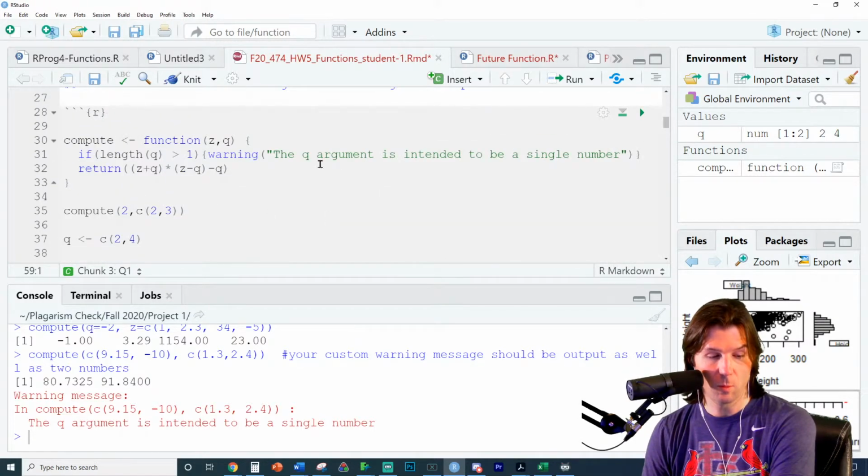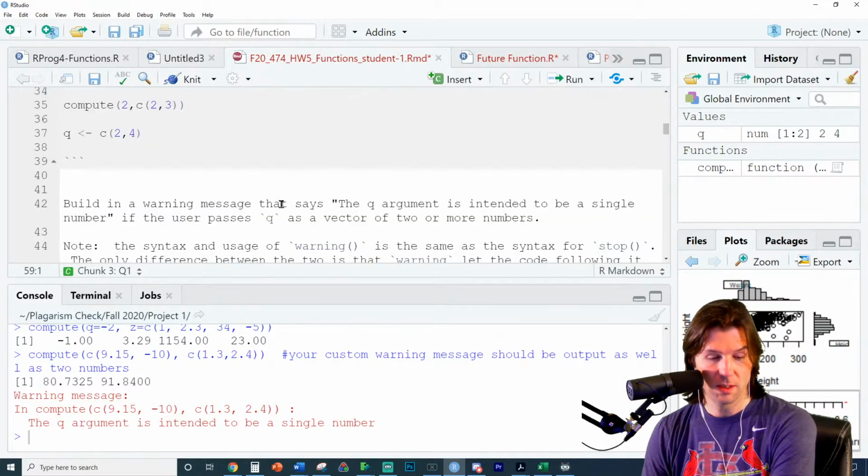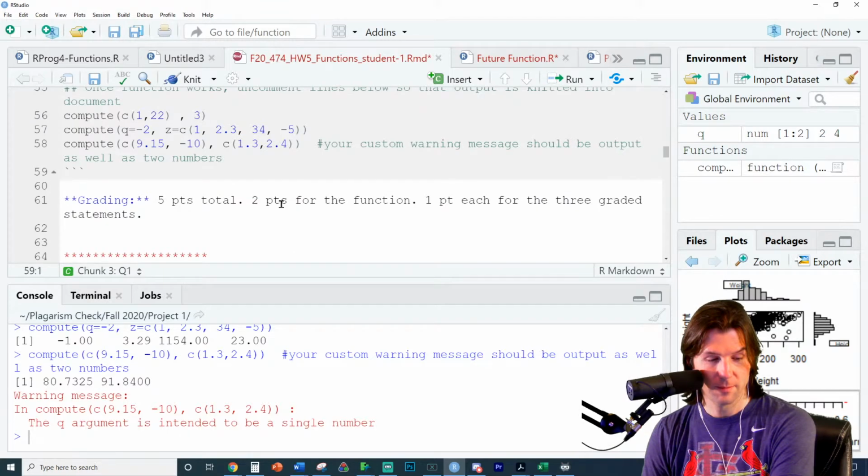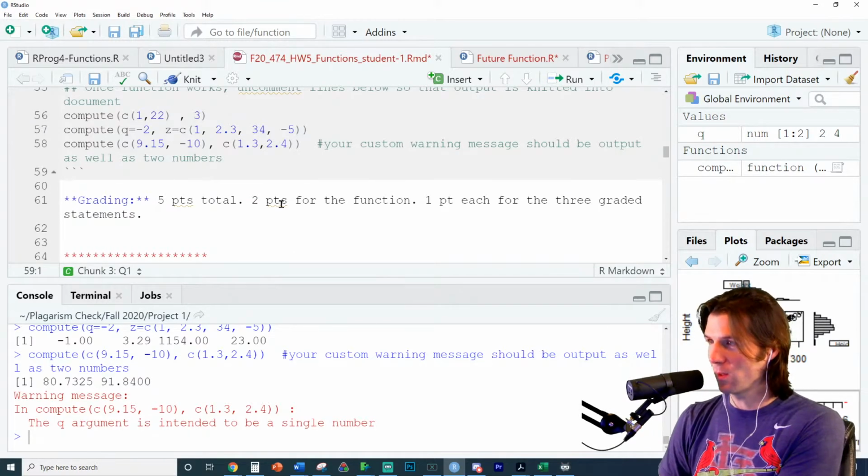And q is meant to be 1 number. So it does print the warning message. Is that all of number 1? Well, darn. I was going to do part of it, and then we ended up doing all of it.